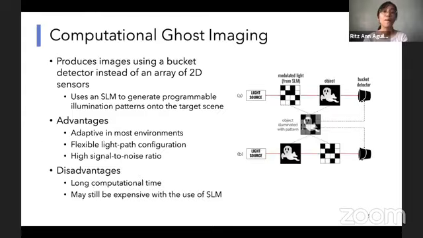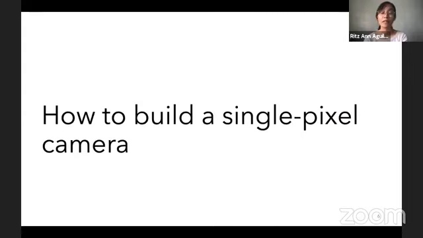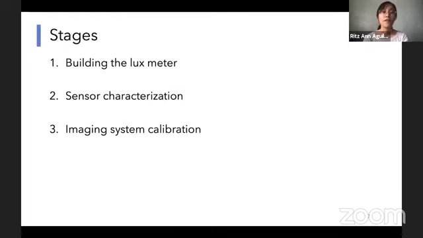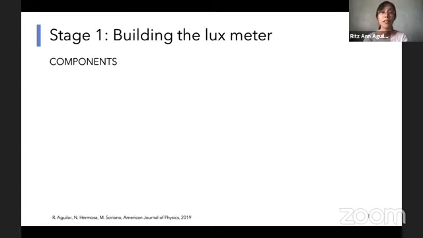So for building a single pixel camera, we can actually build a low cost one. Okay, for the stages, the first one is you build the lux meter or the intensity meter first, and then you can proceed on to sensor characterization. Just like with any imaging system, you need to do this, and then you also need to calibrate the entire imaging system once you've collected the components and combined them to form the setup.